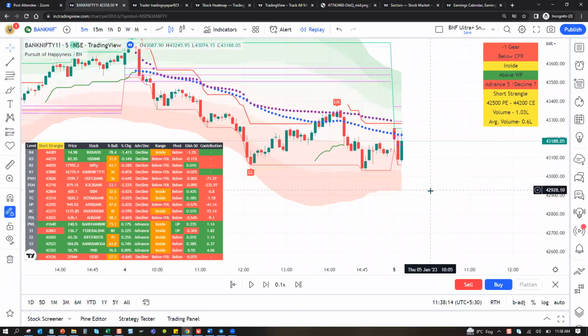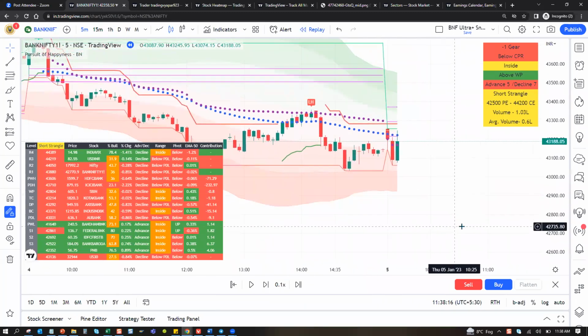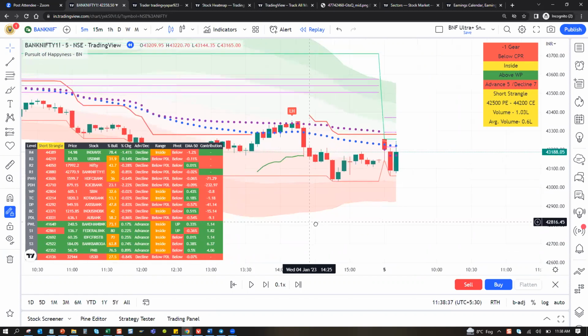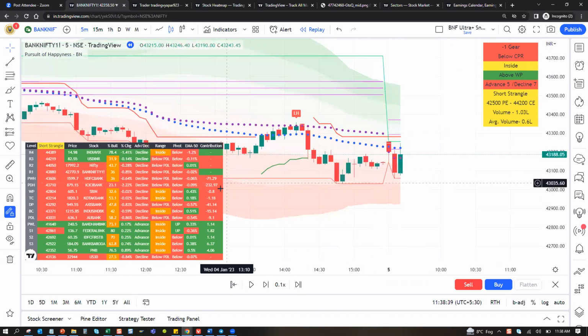So this is 5 minutes. Market just opened here. We can see it is in -1 gear below CPR. It is still inside the previous day range. Previous day range is not yet broken. Then there is advance decline ratio, and you can see ICICI Bank is already at -232 points. Meaning whatever is red is mainly coming in from ICICI Bank.